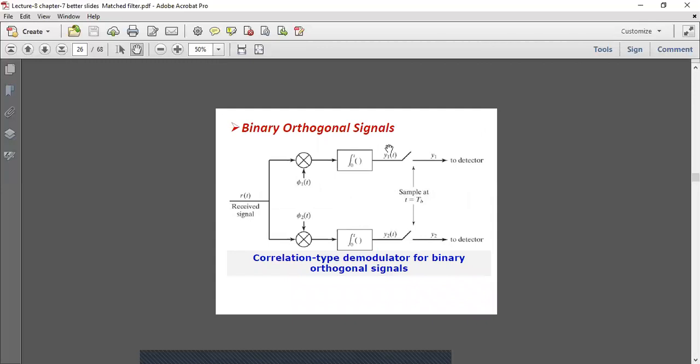The receiver for binary orthogonal signals can be shown like this. We have a received signal. It is cross correlated with two different basis functions, phi1 and phi2, then integrated from 0 to t and sampled at t equal to Tb. So this is the correlation type demodulator for binary orthogonal signals.